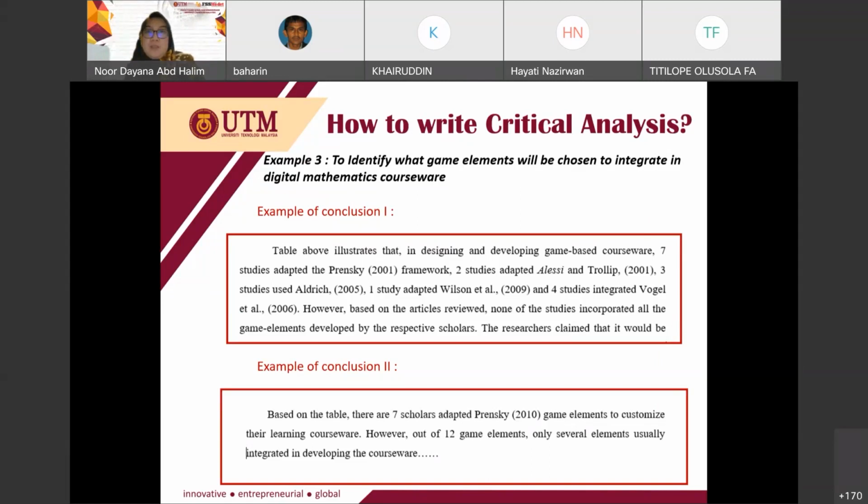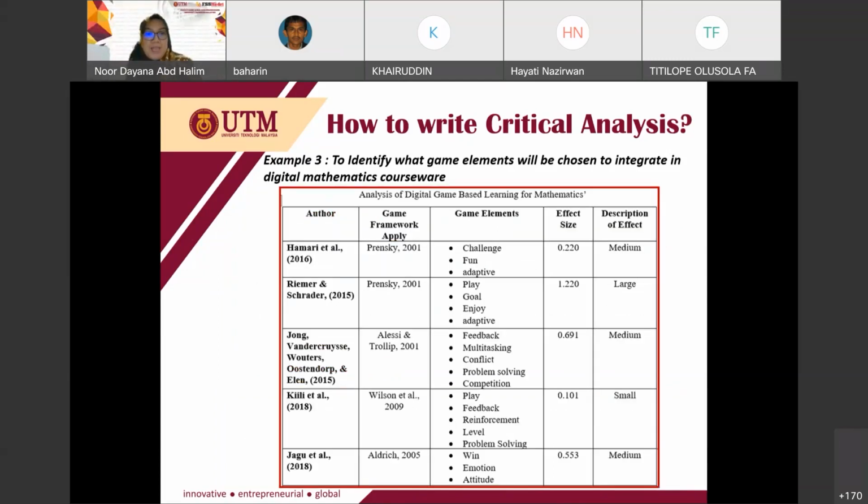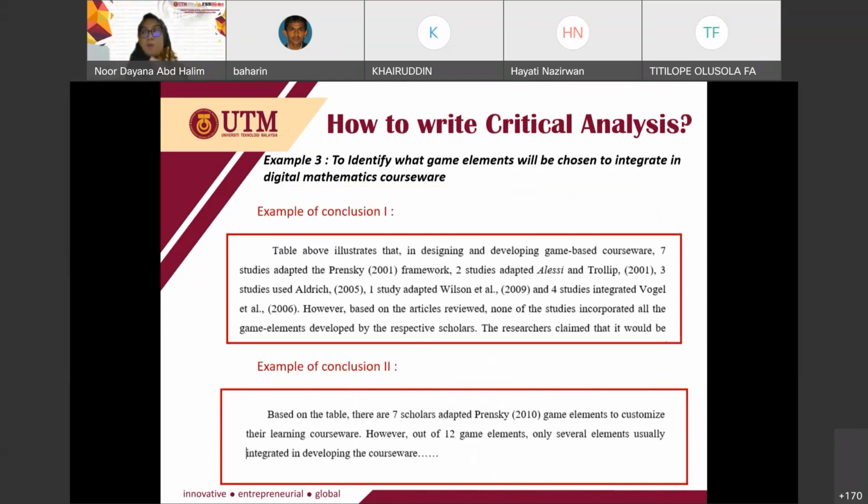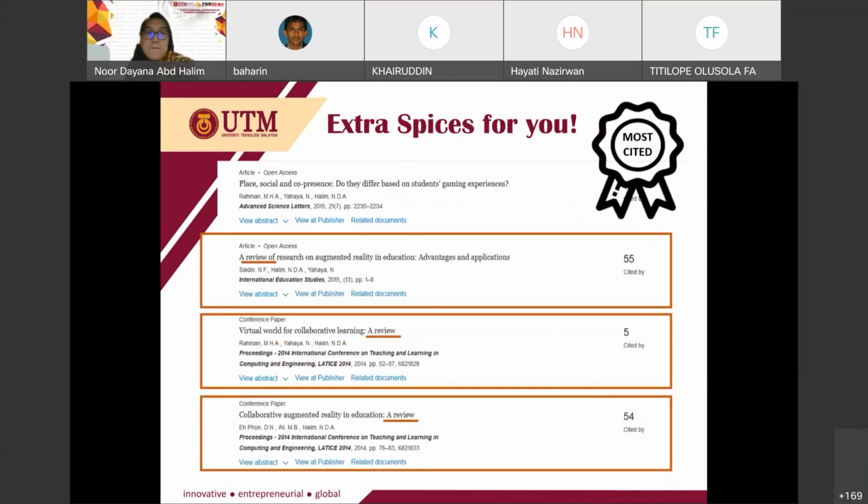So this is how you find out something from your reading, from the articles that you read. You see here so many articles. This is only 1, 2, 3, 4, 5, maybe 10 articles, and then you come up with the conclusion. That is how you work.